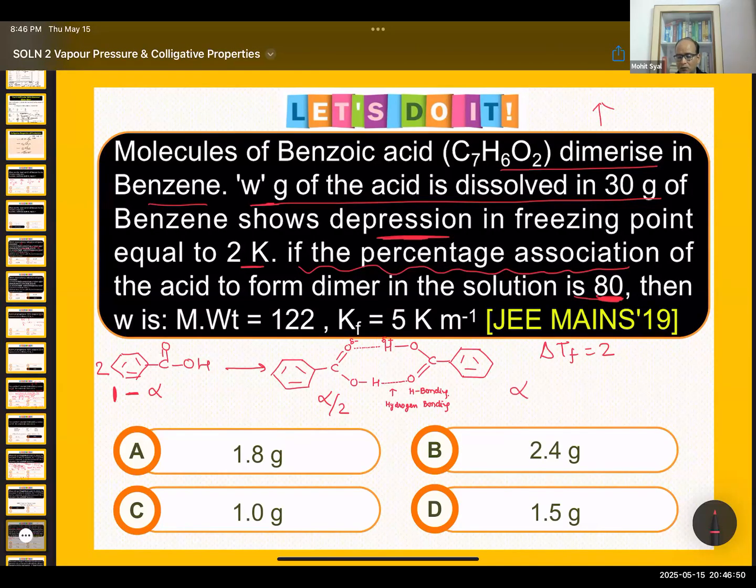What is the value of alpha in this question? That is 0.8. If it is percentage, it is out of 100. If it is degree of dissociation or association, that is out of 1. So when you divide the percentage by 100, that was 80% and the degree of association is 0.8. Got it? Is this clear, Marwa?